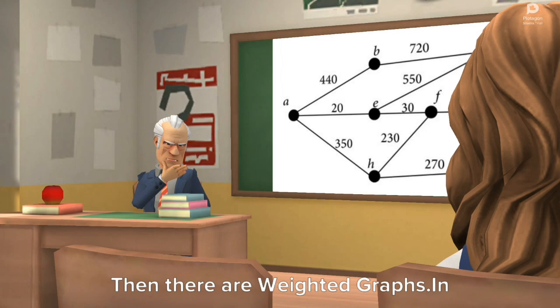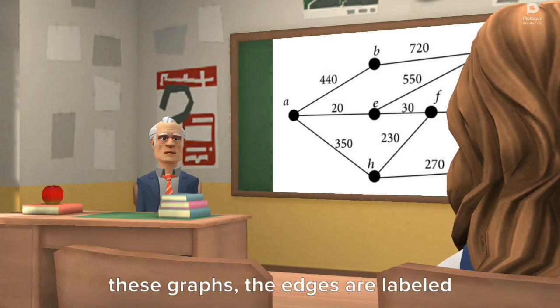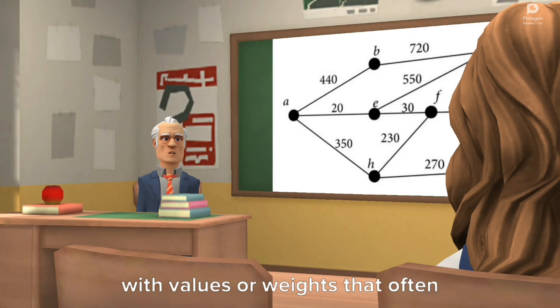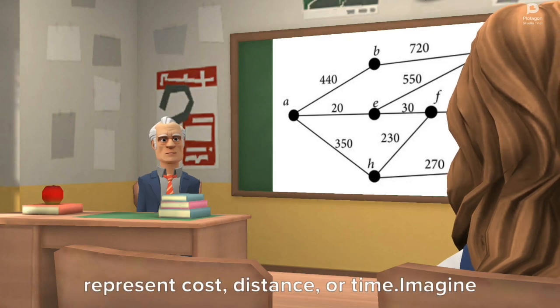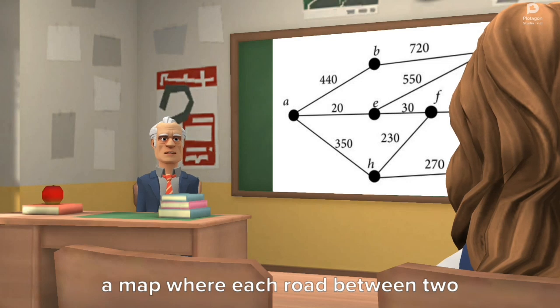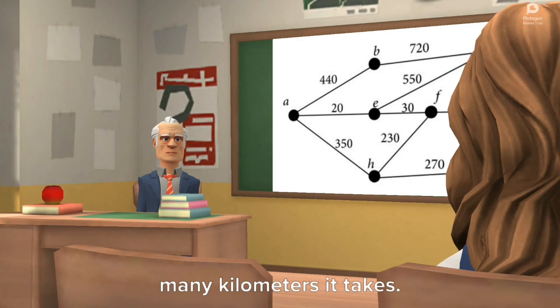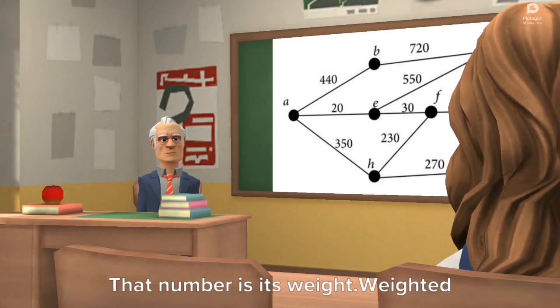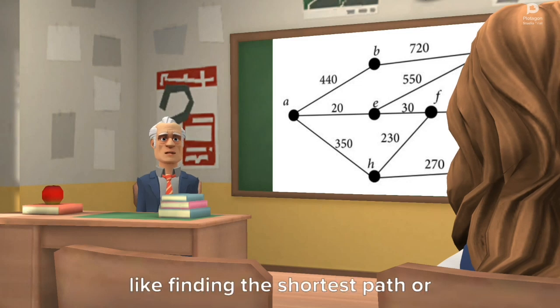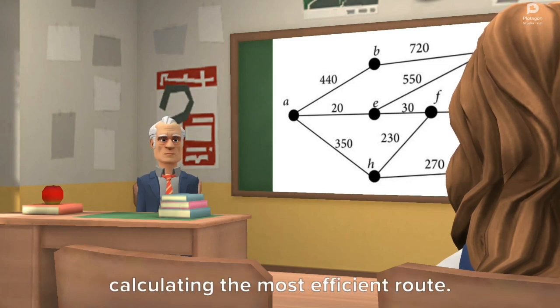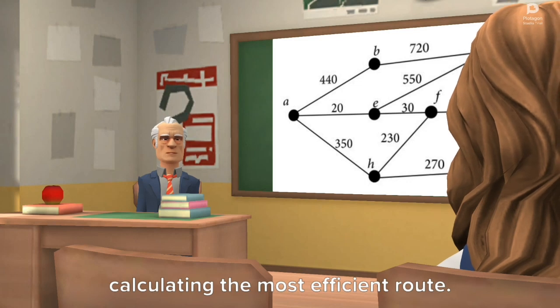Then there are weighted graphs. In these graphs, the edges are labeled with values or weights that often represent cost, distance, or time. Imagine a map where each road between two cities has a number indicating how many kilometers it takes. That number is its weight. Weighted graphs are very useful in problems like finding the shortest path or calculating the most efficient route.